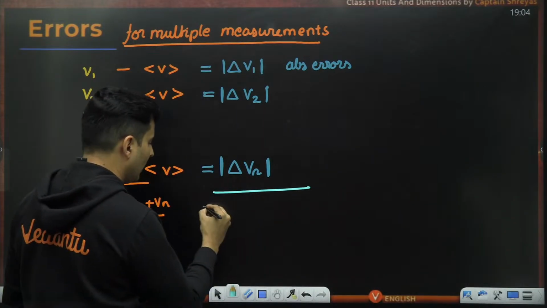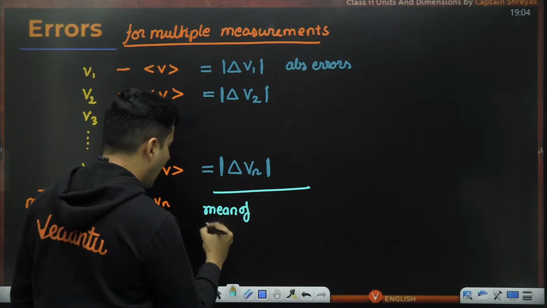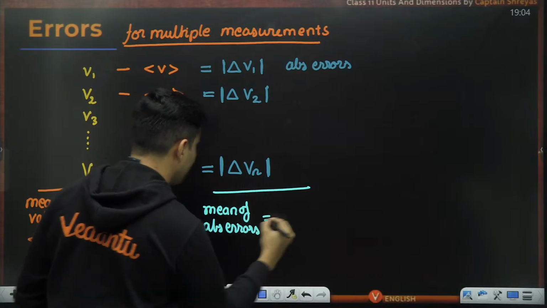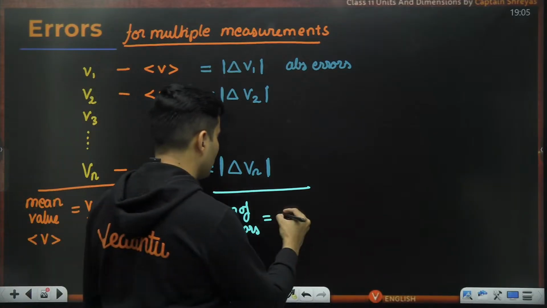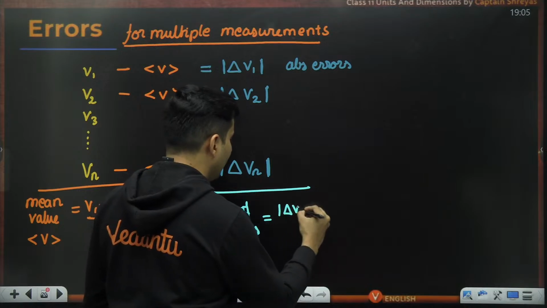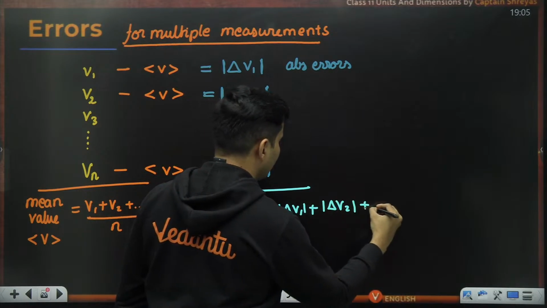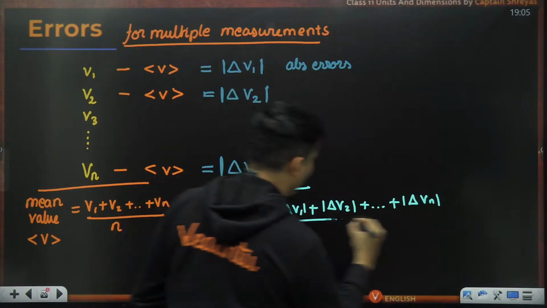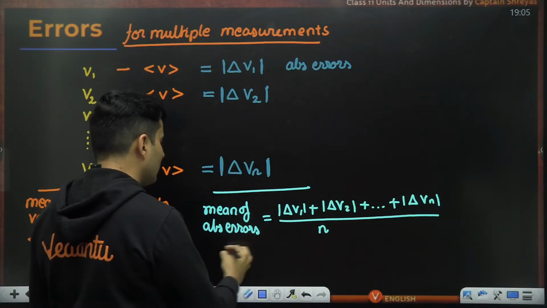Yes, this is then called the mean of the absolute errors. This was just the mean. This is the mean of the absolute errors. So it will be mod delta V1 plus mod delta V2, like that till the last number mod delta Vn, the whole thing divided by the number. That is the mean absolute error.